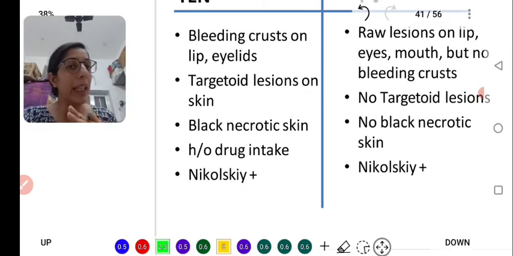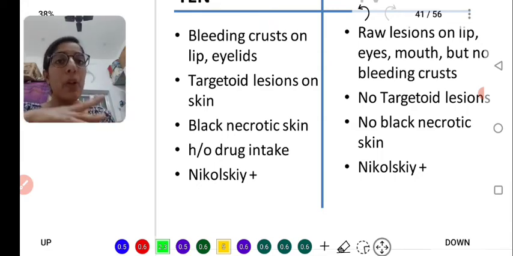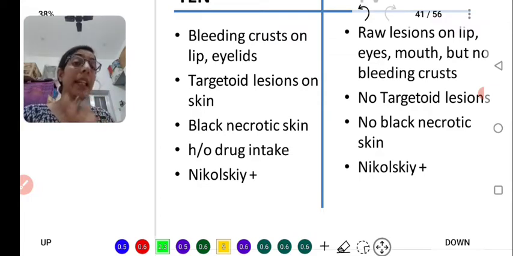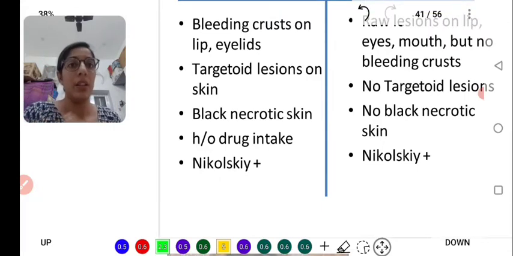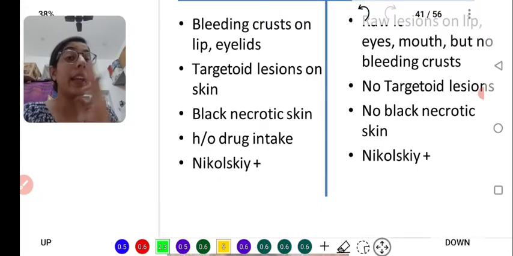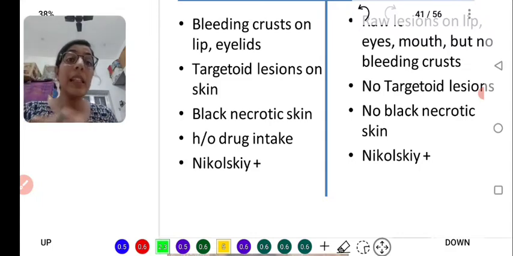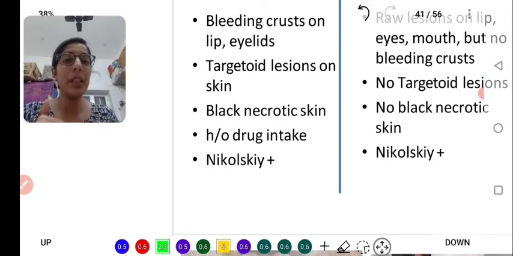There are no necrotic images. No necrotic skin will be seen in PV, because in our image we are not able to see any necrotic area, right? And the most important thing in TEN is the history of drug intake. Yes, definitely here NSAIDs can also be the cause. Okay, so NSAIDs are the things which can cause anything in derm. Okay, NSAIDs can do anything in dermal disease. So when nothing comes to mind, just think about NSAIDs.